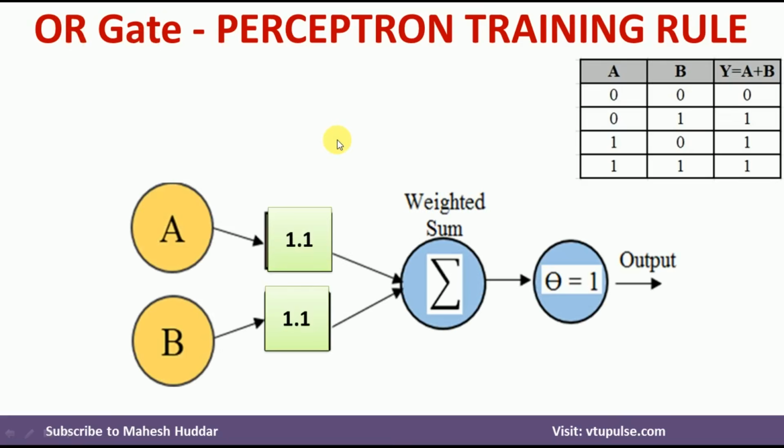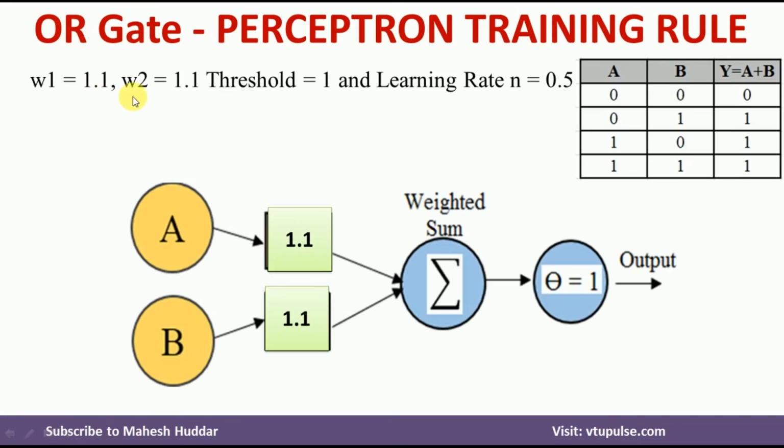So the final OR gate looks something like this for these learned parameters, where A and B are the inputs, 1.1 and 1.1 are the learned weights, and the threshold theta is equal to 1 in this case. This is how we can design any logical gate given the weights, threshold and the learning rate.